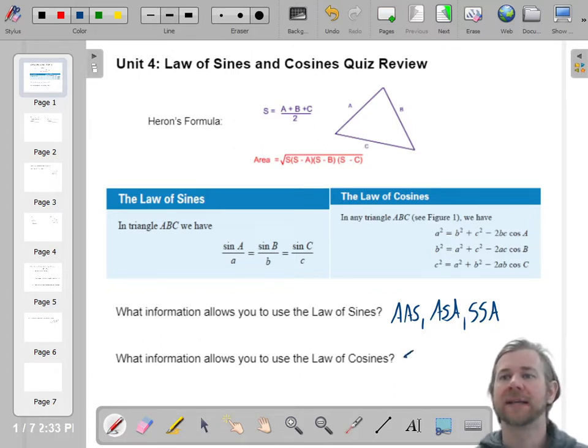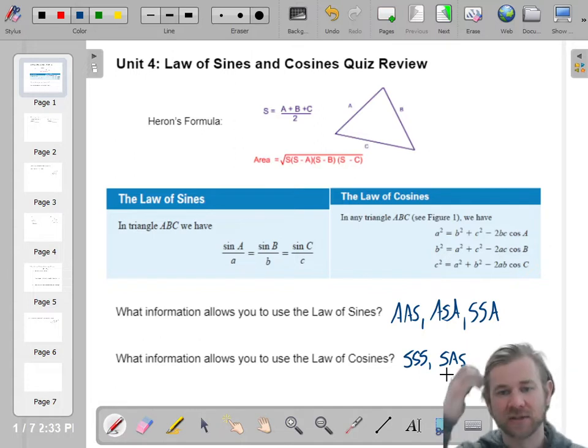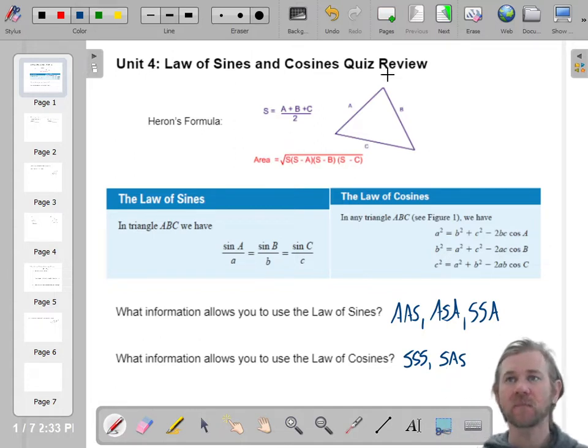Law of cosines, that's if you're given all three sides or you're given the included angle, the one in between, but not the side across from it, so you can't do law of sines. So we'll go through these and I'll tell you sort of my strategy and then I'll work it out. And if you can do all that, you're going to be in great shape.